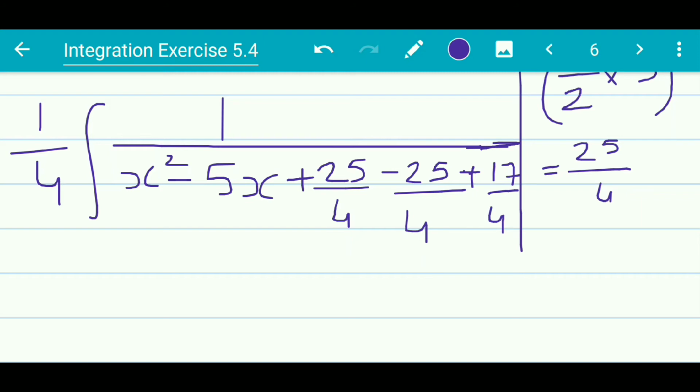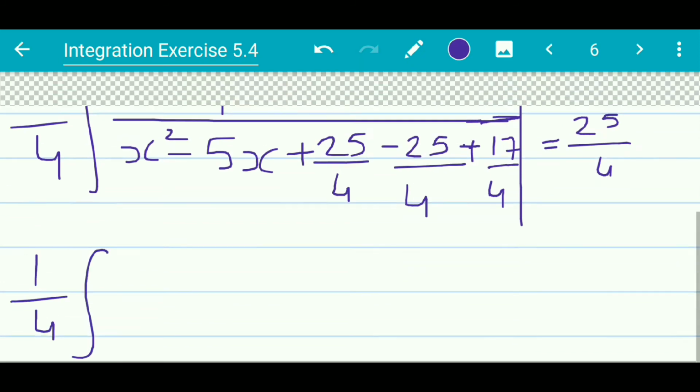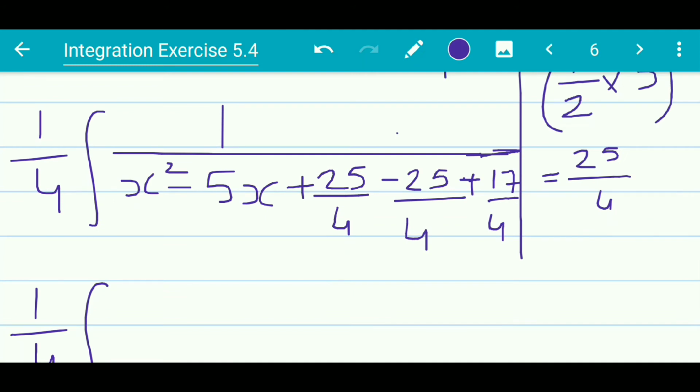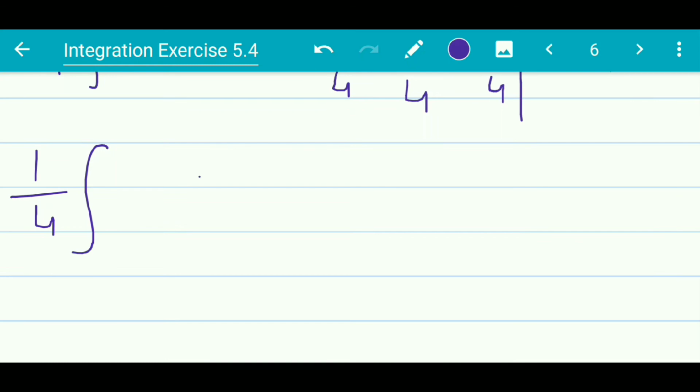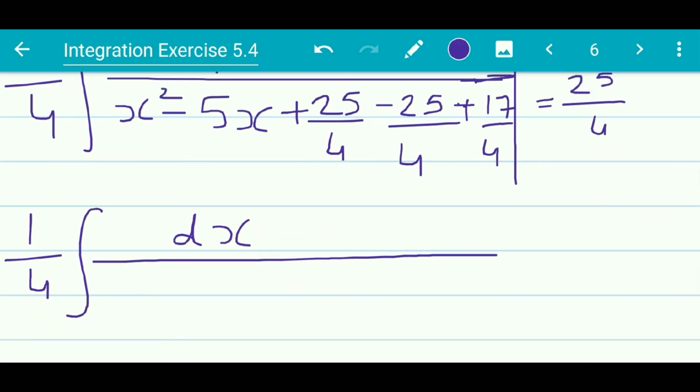Okay, then again the next step is the same. What we do is in the integral, here there is a dx to be written. You can write dx upon, or 1 upon, whichever way you want it. Now in the denominator, the square root of x square is x.